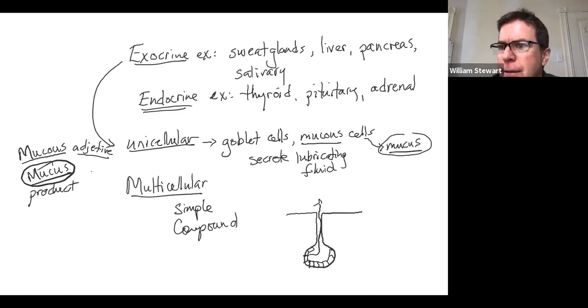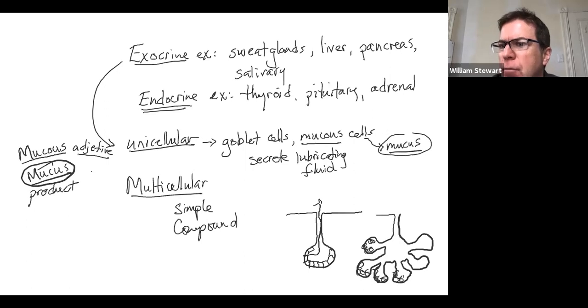Compound is almost the same thing. It just means there's more complex pockets of secretory areas like this. So functionally, they're the same. The secretory cells are typically found down here, but there's just a more complex arrangement to the gland. Same functionally, though, they secrete their products into this main duct, and it leads to its surface.